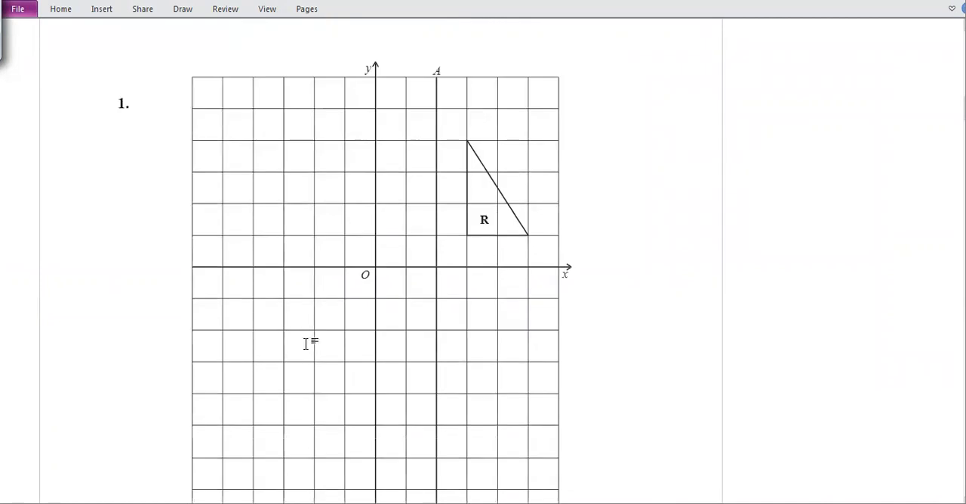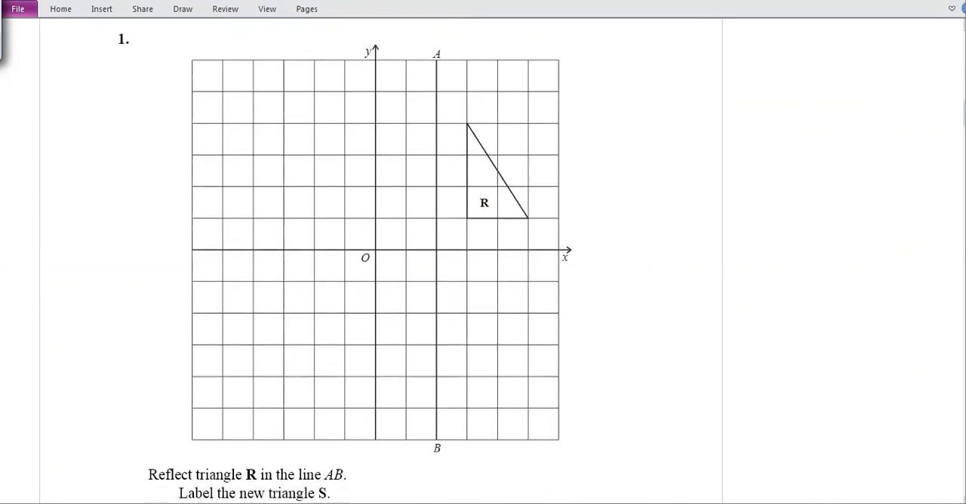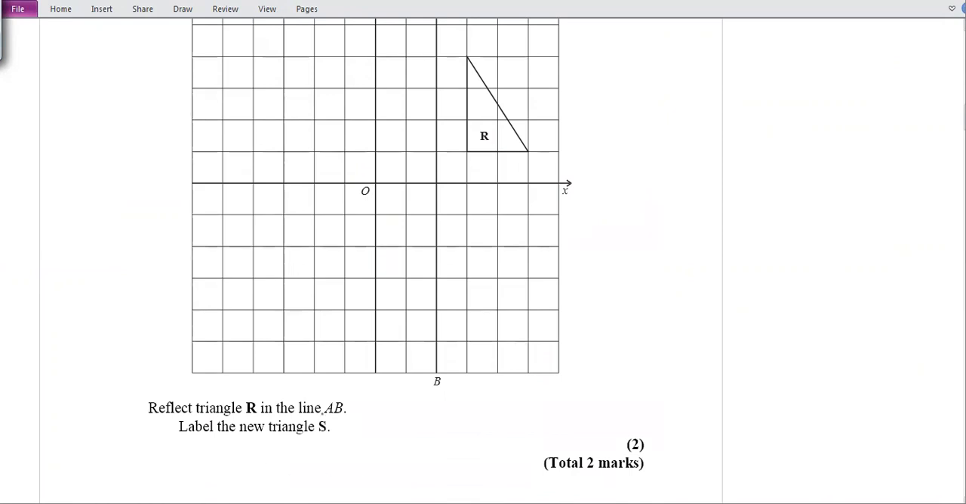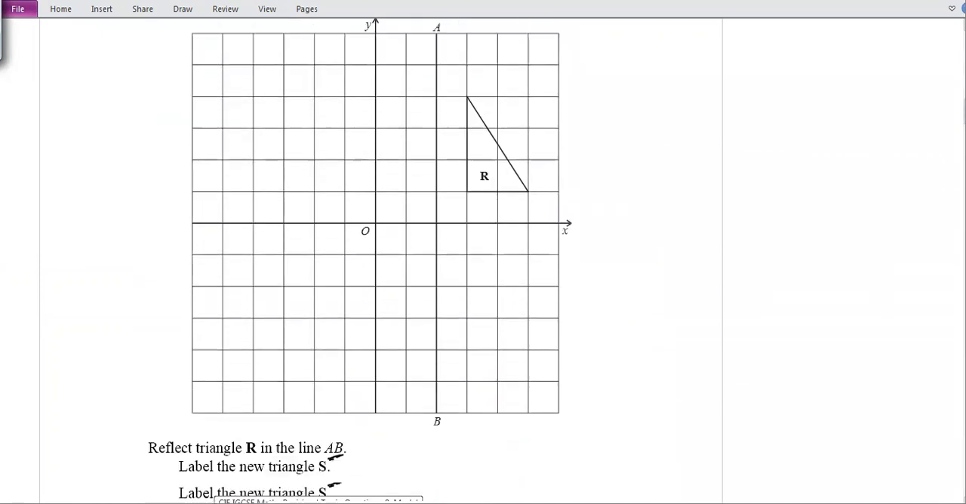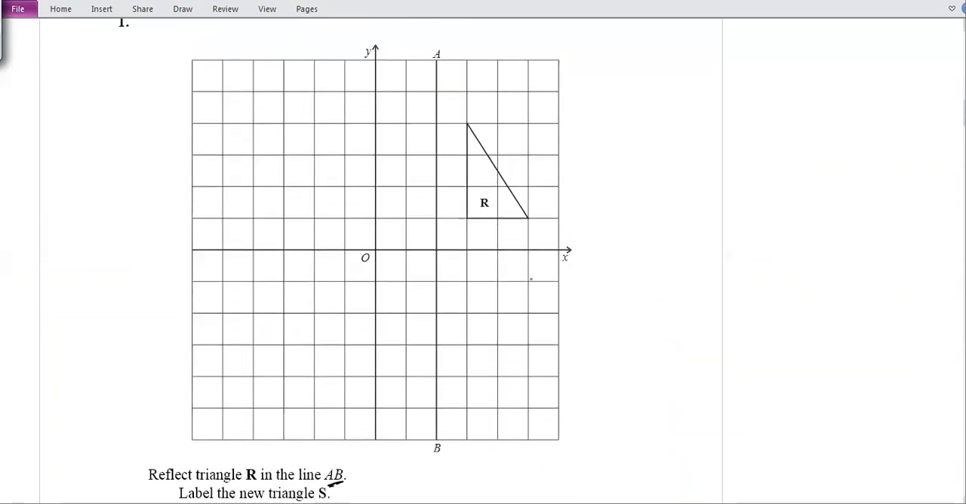Okay, let's see. Have a look at this question. You can see this is a triangle R given, and it is said that reflect triangle R in the line AB. This is the line AB. It means you are asked to perform the reflection. I told you the question of the reflection will be of three types: to do the reflection, to describe the reflection, and to make the matrix for the reflection.